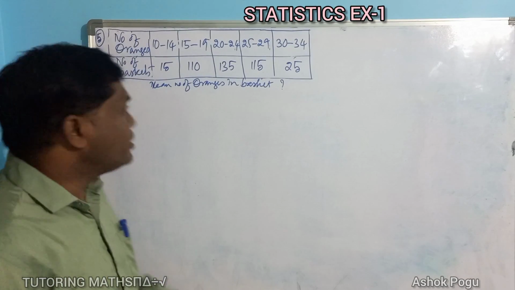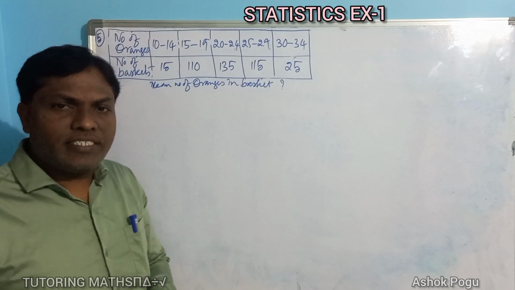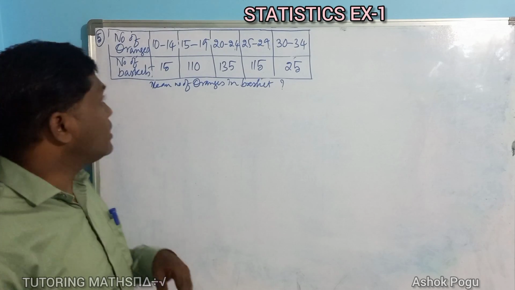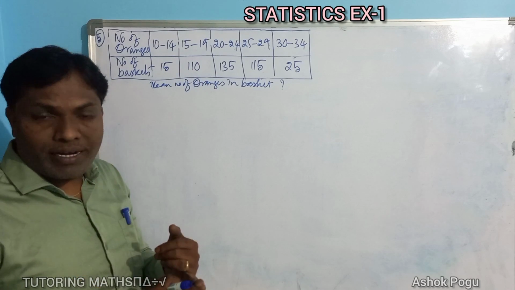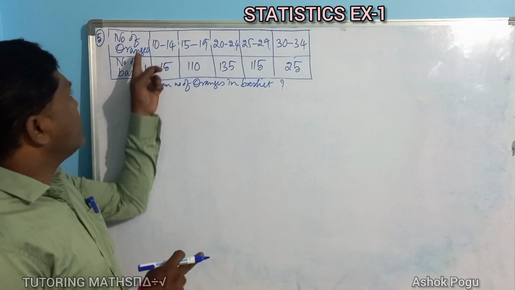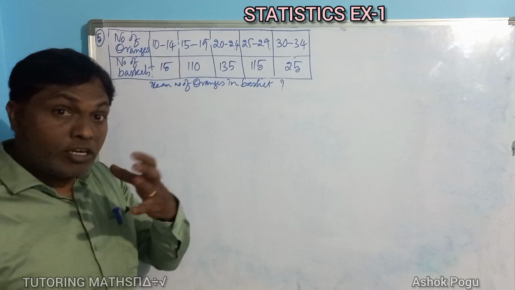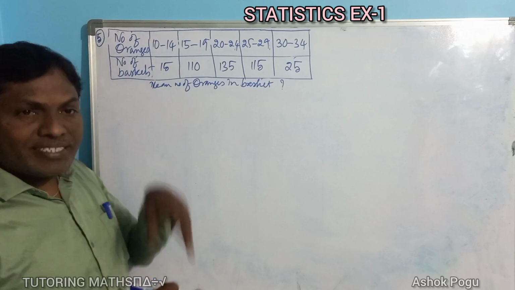Let's start one more question, and that is question number 5 from the same exercise. First exercise, fifth question. This is the raw data about the market. There is a market and fruit vendors are selling fruits, and here is the number of oranges. This is the data about the oranges, the number of oranges and the number of baskets.